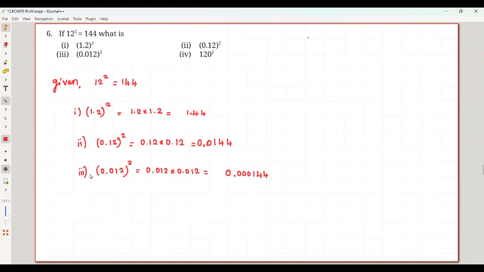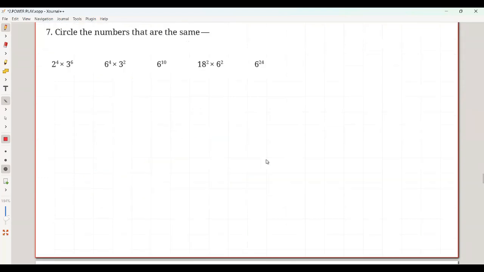Right, this is for the decimal. Now the fourth one is given as 120 square. 120 square means 120 into 120. That means 12 12s are 144. For the multiplication, you have to add the zeros. So here 1 zero, here 1 zero. Just add two zeros. You will be getting 14,400. 14,400 is the answer.